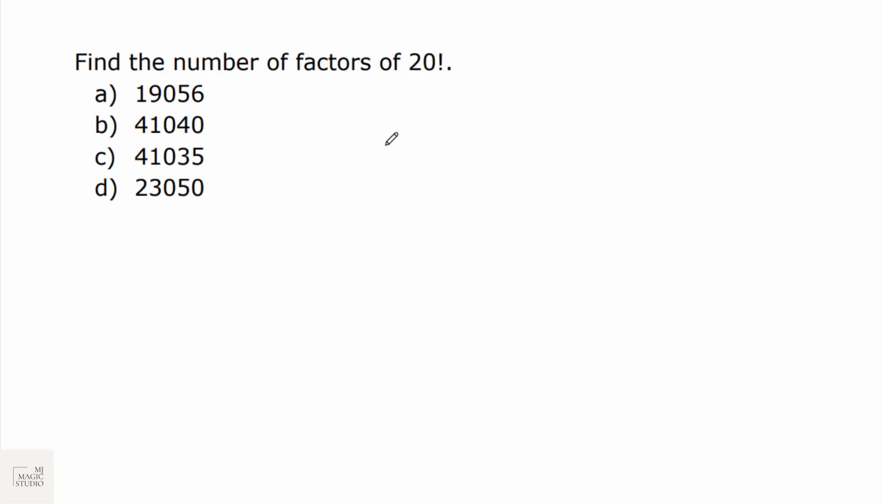Find the number of factors of factorial 20. Now, if n is written in the form of p1 to the power a1 into p2 to the power a2, which we call prime factorization, where the p's are prime numbers, the number of factors is given by (a1 plus 1) into (a2 plus 1) into (a3 plus 1) till whatever prime factor powers you have.